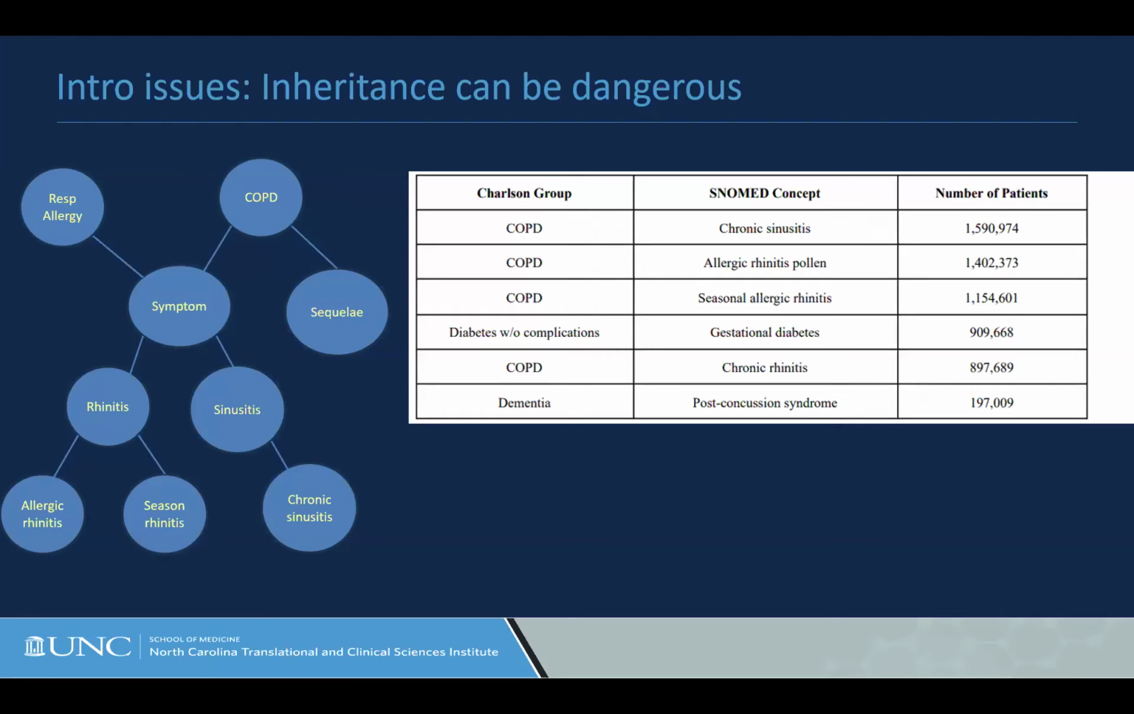So same thing, right? Diabetes without complications, gestational diabetes maps up to that, and dementia, you can pull post-concussion syndrome in. And particularly on a large database or network data system, inheriting descendants can be powerful, but also very, very dangerous. So I think you want to spend some time making sure you understand how lineage works and how to navigate it. And also, again, like I was saying before in building concept sets, you want to check and you want to check again and you want to check again.